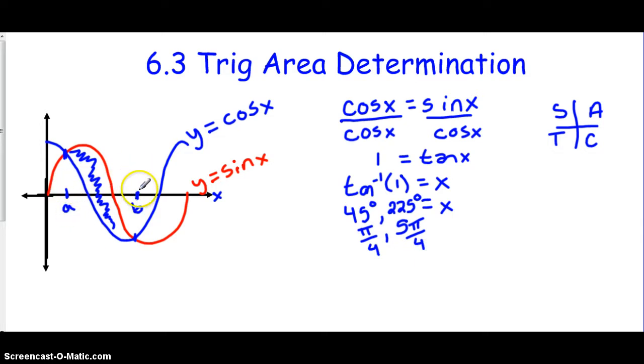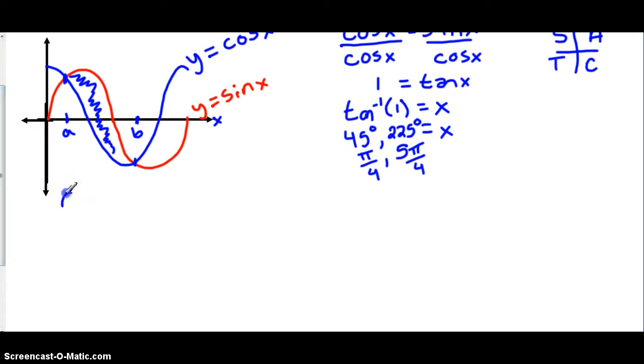That really makes sense because by the time I get to the end of one revolution of my sine and cosine, this is 2 pi. So it makes sense that pi over 4 is here and 5 pi over 4 is here. So we're going to set up an integral to find the area from pi over 4, which is where they first intersect in this domain that we're given, to 5 pi over 4.